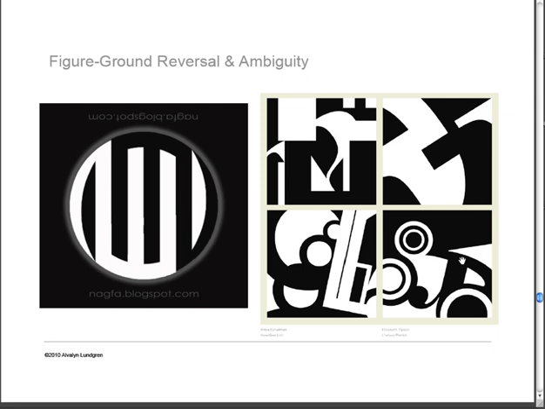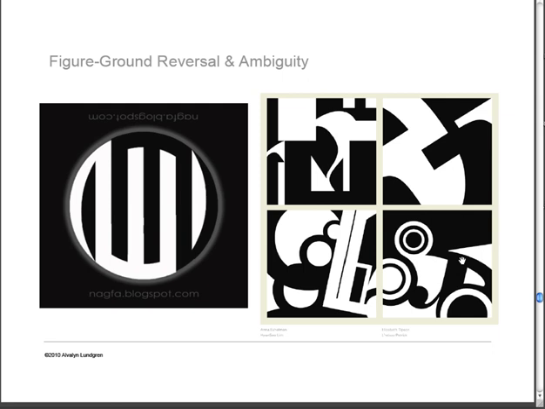And the same thing is happening in each of the four ambiguous compositions on the right-hand side. What is figure and what is ground is kind of up in the air. And one of the things that helps this is that there's about equal distribution of black and white within each of those four designs, and even in the logo on the left.